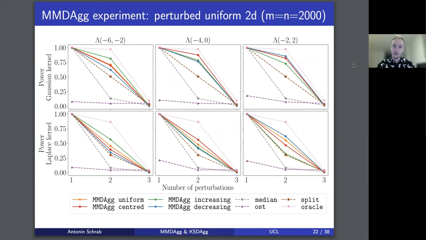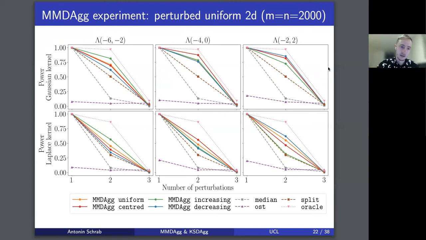For the perturbed uniform in 2 dimensions, we observe similar results essentially. We now use sample size 2000. And again, our 4 tests outperform the 3 other tests. The oracle works quite a bit better than our test here. And we observe the same trend of the increasing, centered and decreasing weights performing the best.